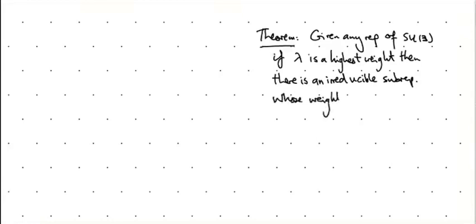Theorem: given any representation of SU3, if lambda is a highest weight, which I'll define what that means because it's no longer obvious, for this representation, then there is an irreducible subrepresentation whose weight diagram is at least supported on the set of lattice points that I told you last time. In other words, the non-zero weight spaces are the lattice points I told you last time.